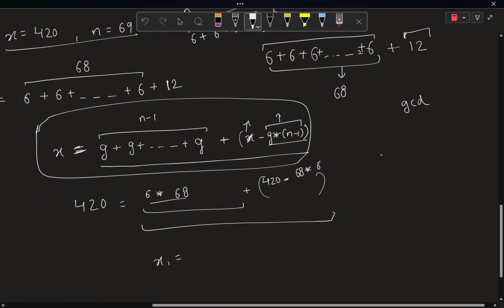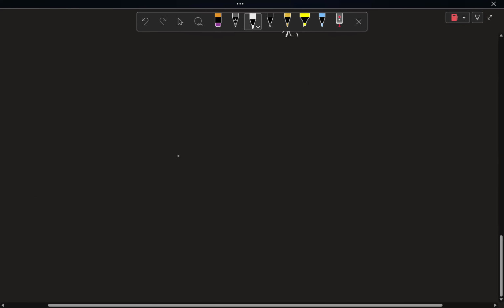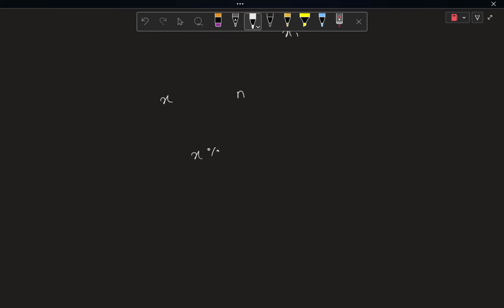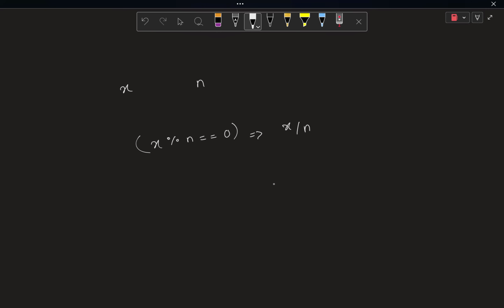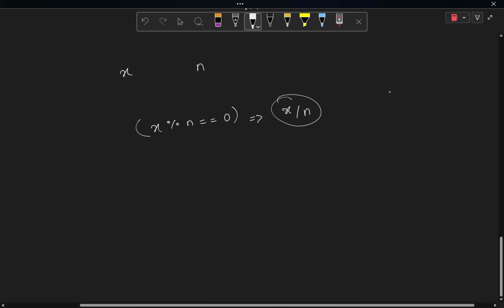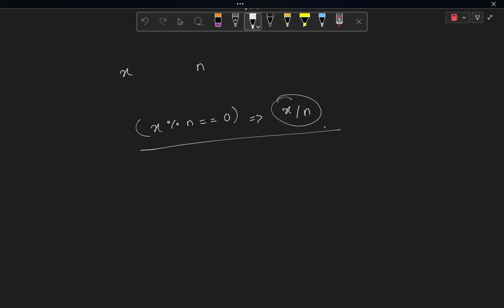Let me summarize this once again. What we have observed here is that if x mod n is equal to 0, that is, if x is a multiple of n, in that case the answer is x by n. We just saw why it can never be greater than x by n, and x by n is possible, so this must be my answer. Guys, please just tell me in chat, was this part completely clear?